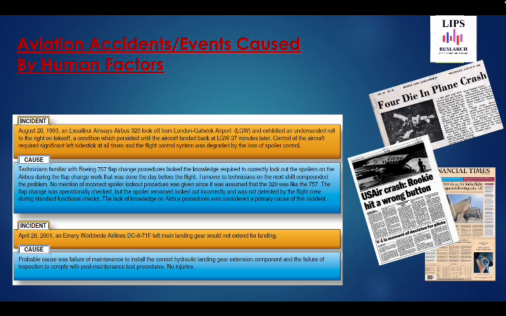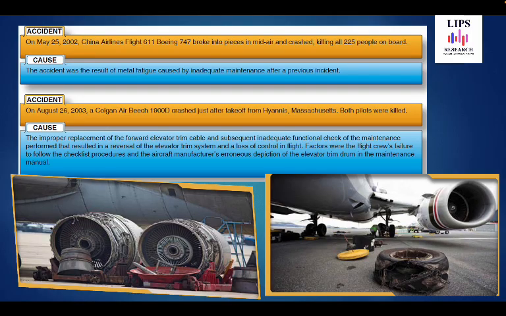One such accident was on April 26, 2001, a DC-8 71F of Emerald Worldwide Airlines, for which the left main landing gear would not extend for landing. The cause was the failure of maintenance to install the correct hydraulic landing gear extension component and the failure of inspection to comply with the post-maintenance test procedures, with no injuries, luckily. Many such accidents are there.